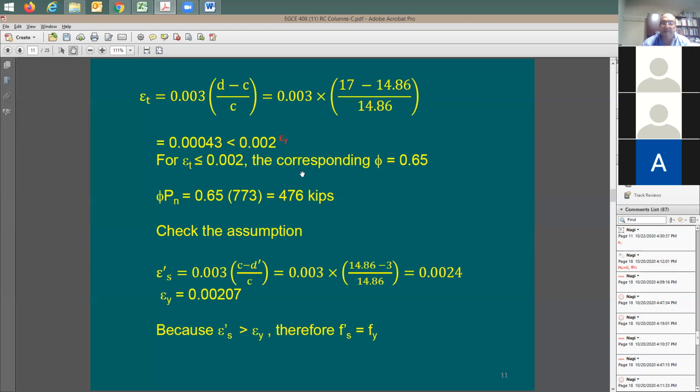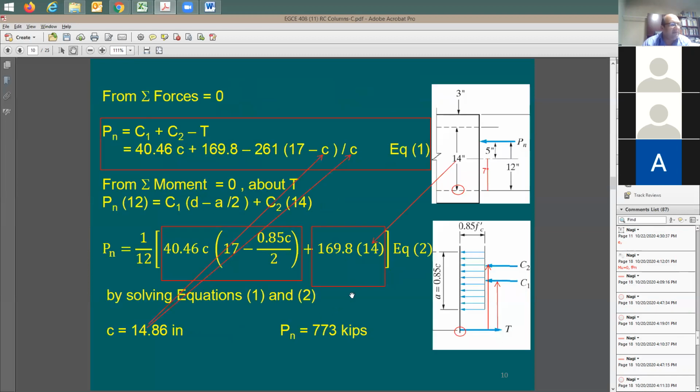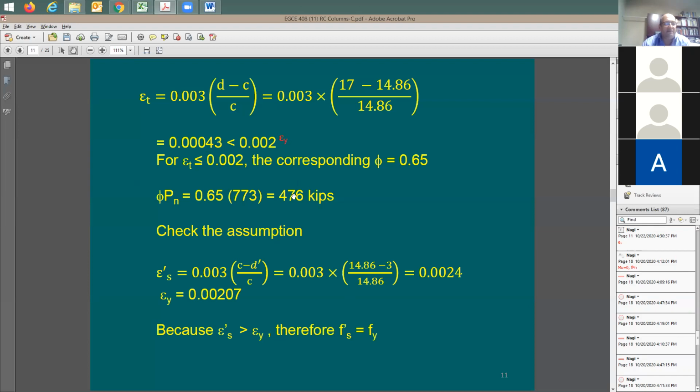So in this case, if you look at the chart for the phi factor, it's going to be 0.65. Now, how much is phi Pn? This is going to be the one that I use in my design. The phi Pn is going to be 0.65 times the Pn, the 773.476 kips.